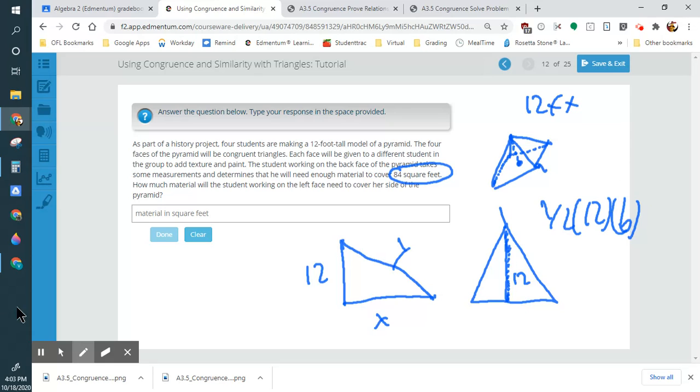And wait. The student needs enough room to cover that much. How much material will the student have left after doing the face?